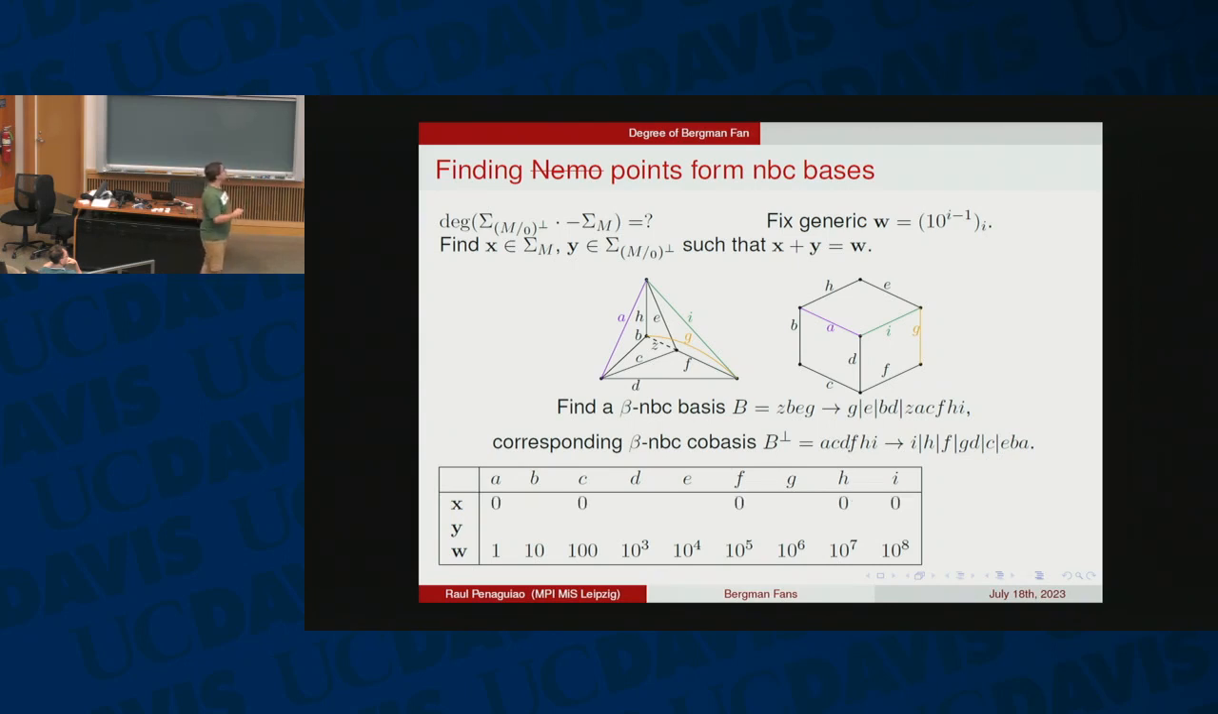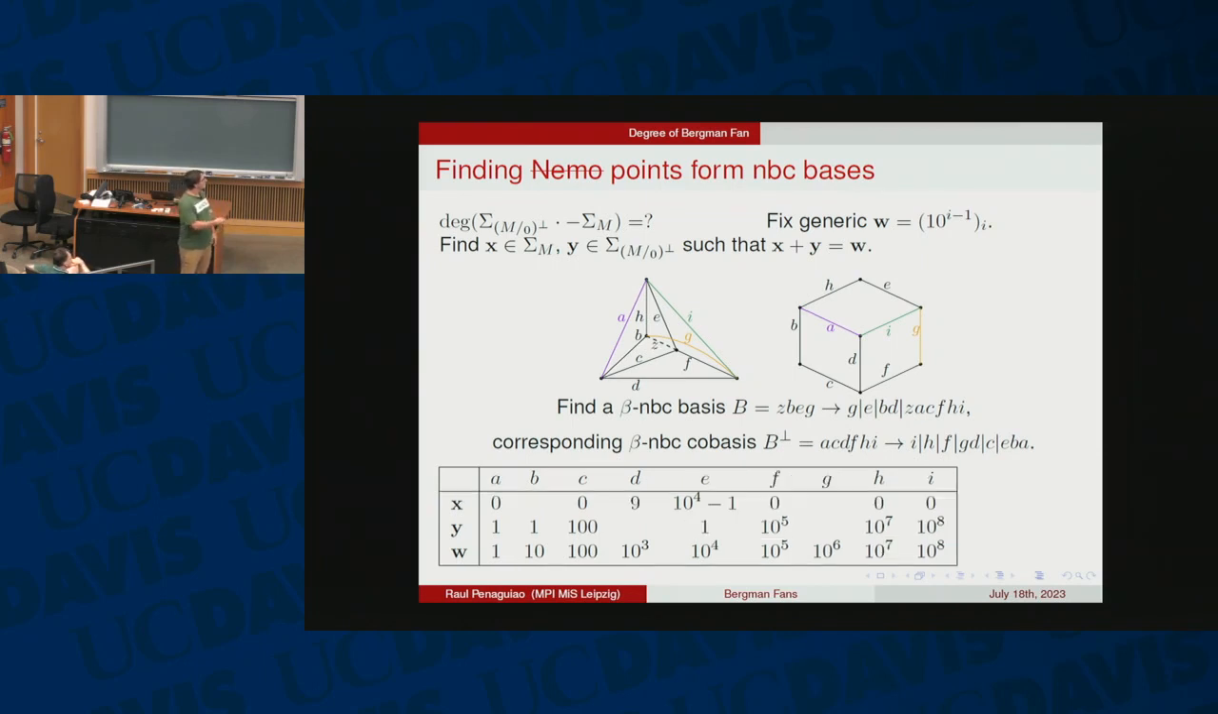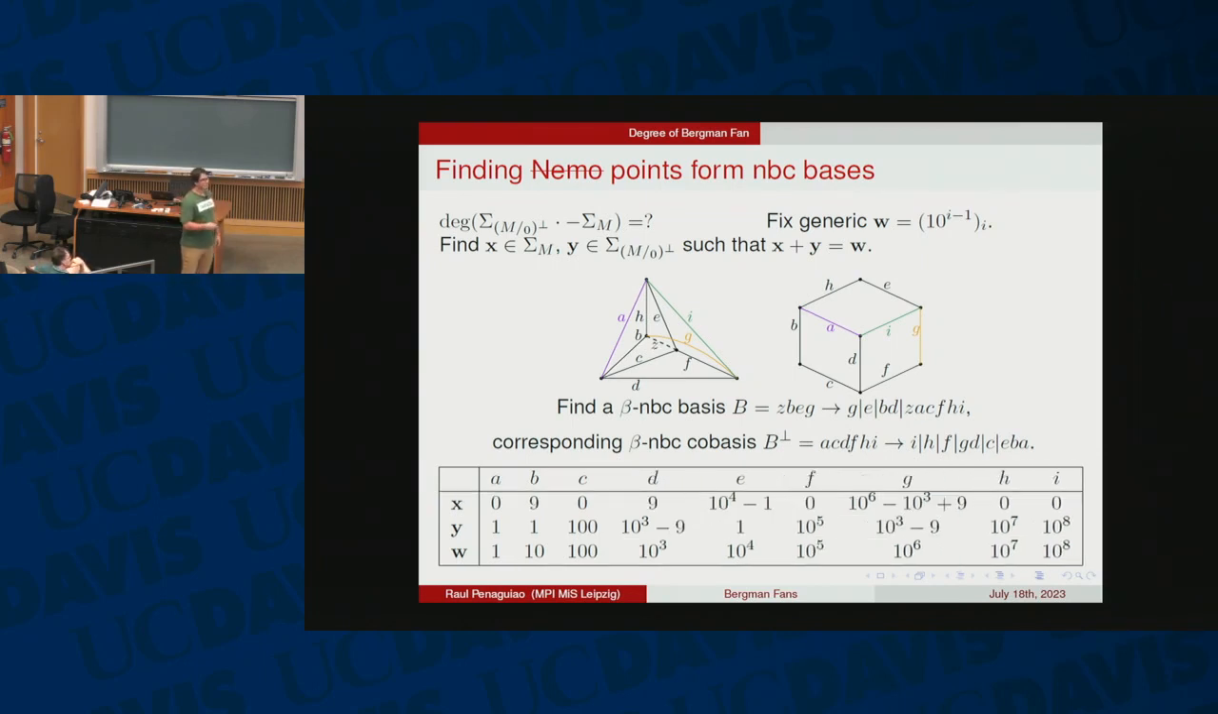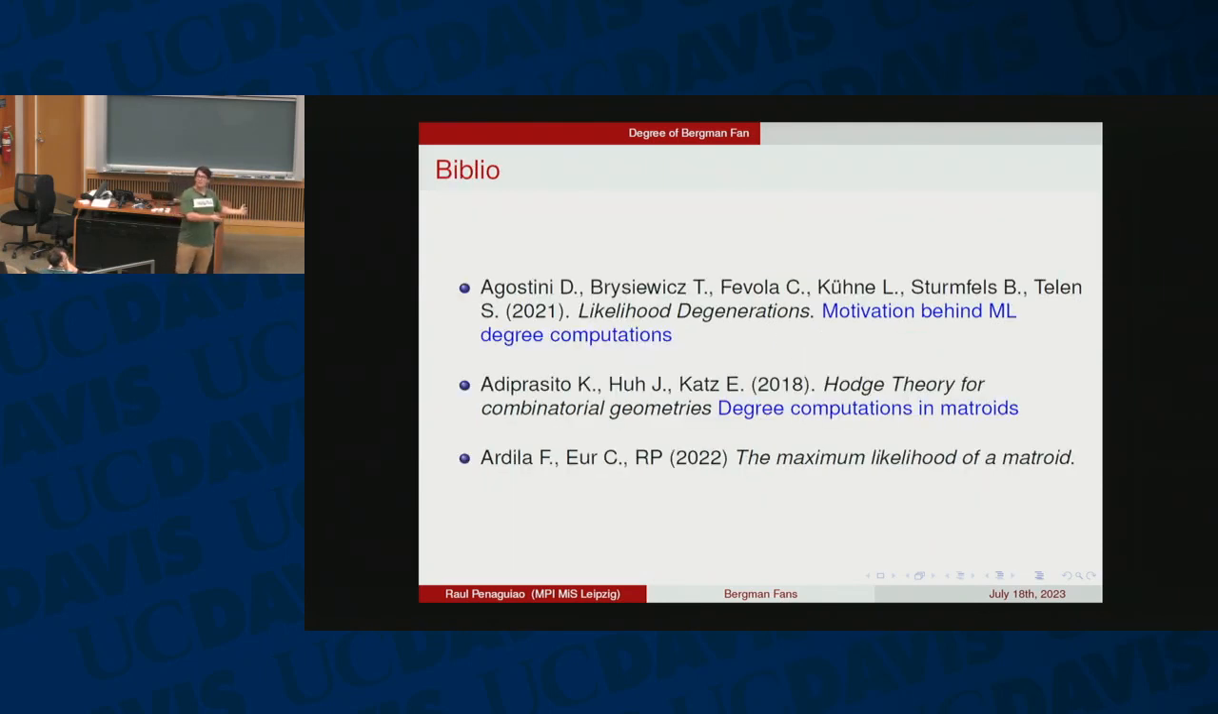The beta NBC basis will give you the zeros. This gives you the y. And the compatibility and the sum condition, both of them together, give us the two solutions. And this is all very algorithmic, and this gives us the bijection. Cool. I just want to highlight the literature.